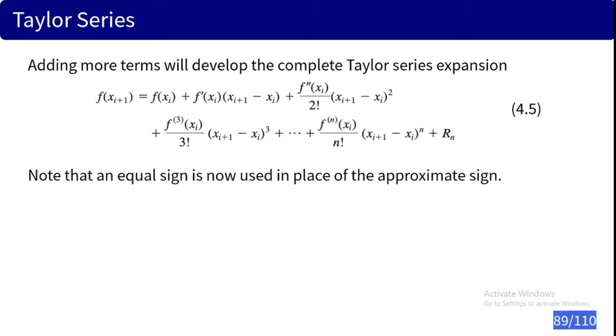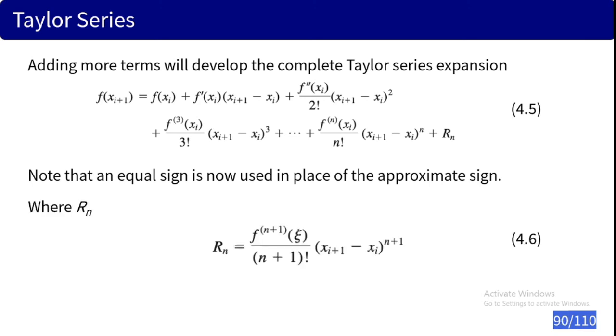If we add the term R sub n, or the remainder, the sign we use here is approximate. But if we add that remainder term, it becomes the complete Taylor series. So let's take note that we have replaced the approximate sign in our previous equations with the equal sign, since it is now the complete series, or the exact value of our function.